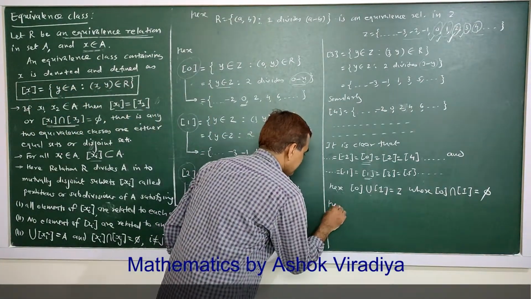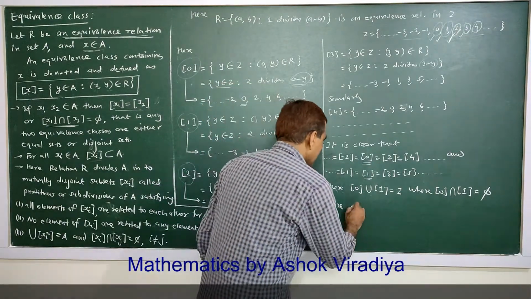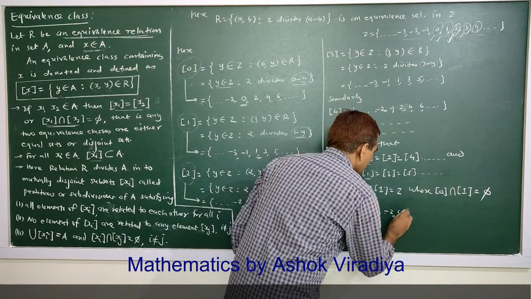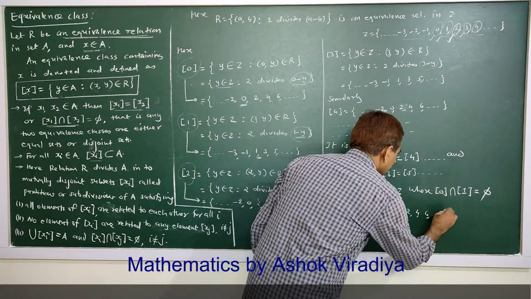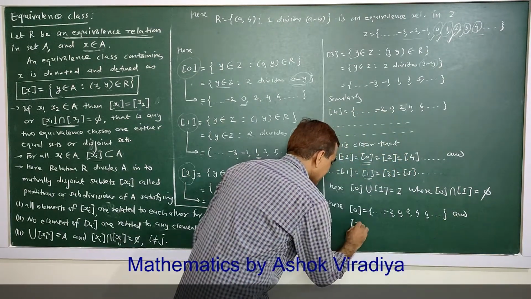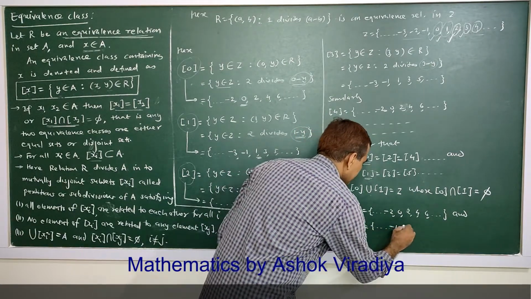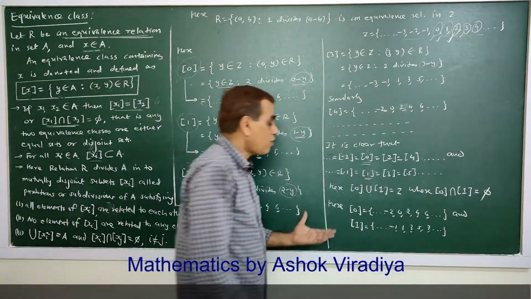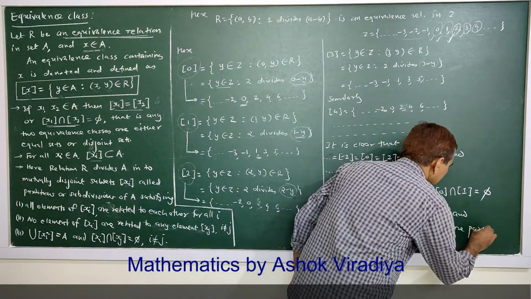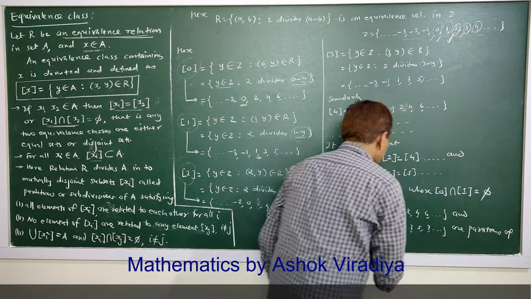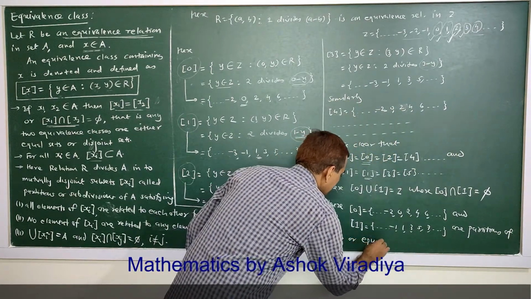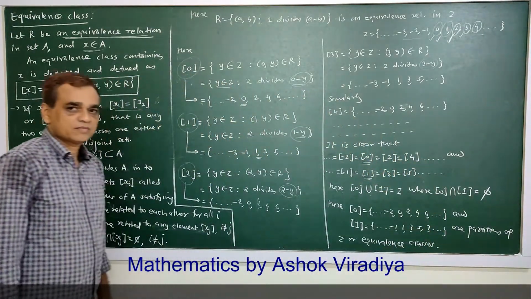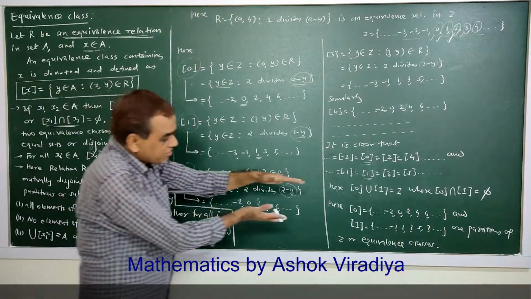So see here, the equivalence class containing 0, that is -2, 0, 2, 4, 6, and the class containing 1, that is ... these are partitions of Z, or equivalence classes. So here we are getting two partitions.